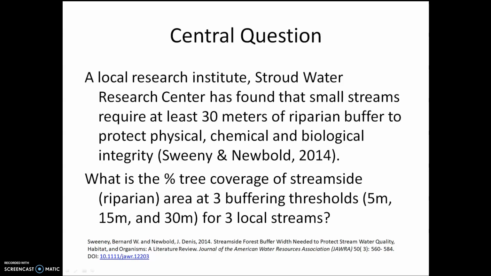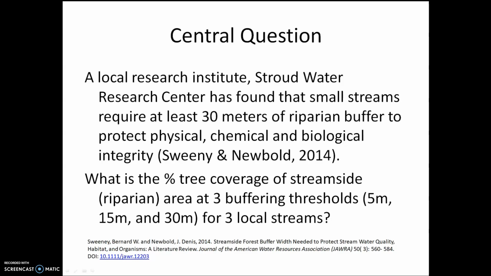So the central question was inspired by some work that my school district, or specifically colleagues in my department, have done with the Stroud Water Research Center, which is located in the county to the east of us, but they're quite well known in the area of riparian buffer zone research. One of their papers cites that small streams require at least 30 meters of riparian buffer to protect physical, chemical, and biological integrity. So I used 30 meters as kind of the benchmark here, the gold standard of what we might try to get in our area.